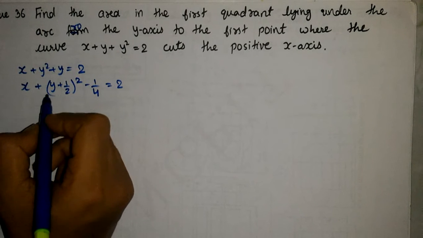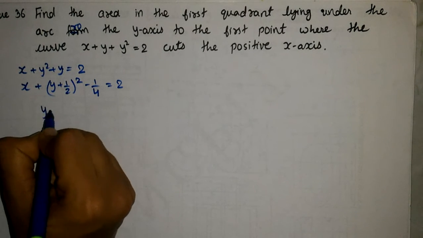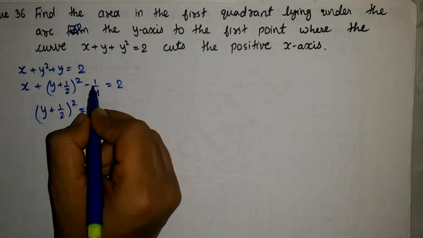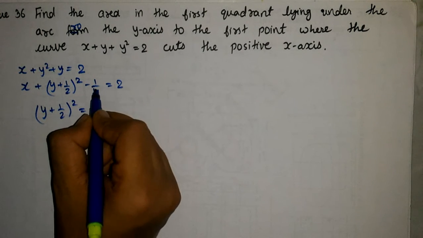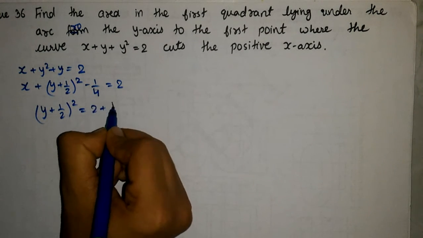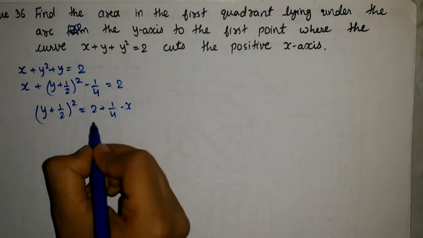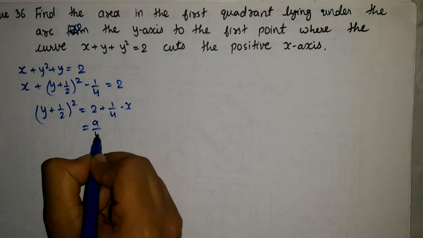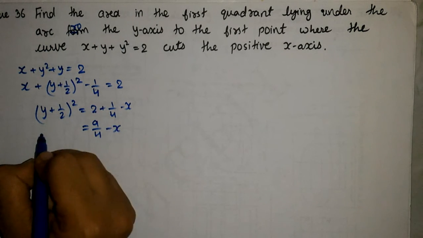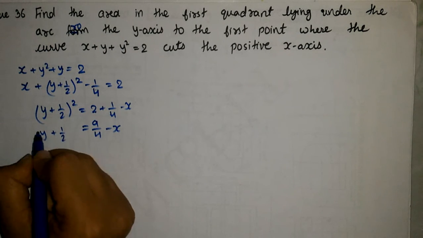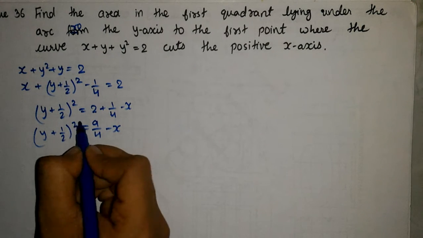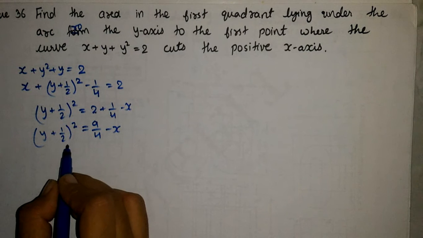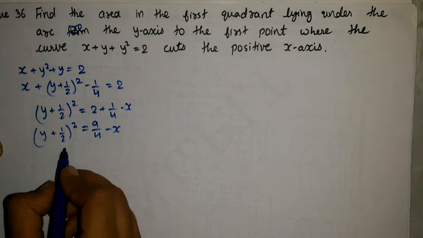Now solving this, we get (y plus 1 upon 2) whole square is equal to 2 plus 1 upon 4 minus x, that is 8 plus 1, 9 by 4 minus x. So this is our equation of the parabola. Let's draw this one.